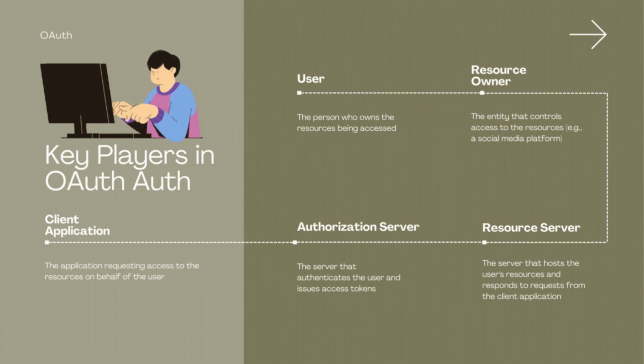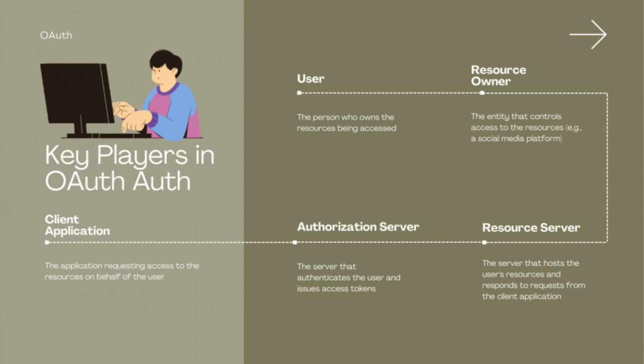Then the third player would be the client application. This client application requests access to the resources on behalf of the user, which is the app we're developing. In this context, the auth app. Then the fourth player will be the authorization server, the server that authenticates the user and issues the access token. This server is linked with the resource owner.